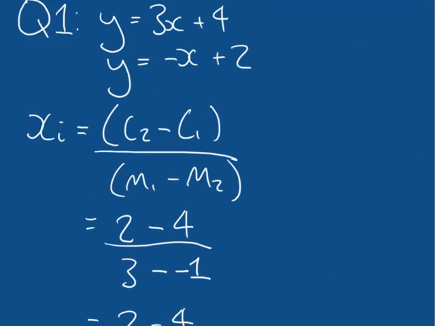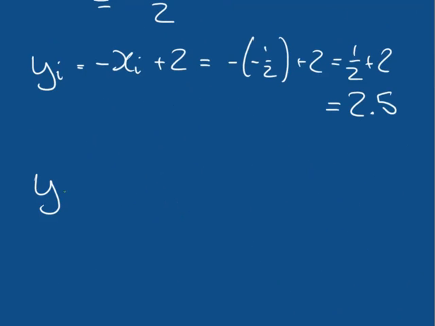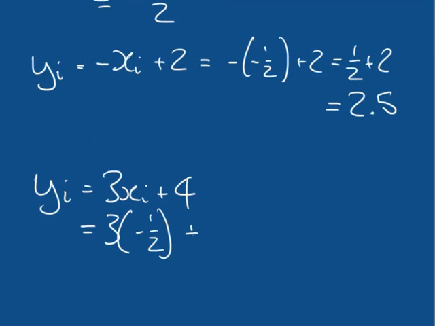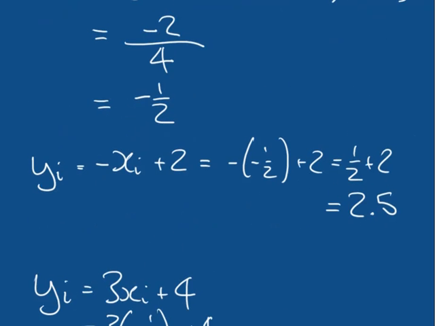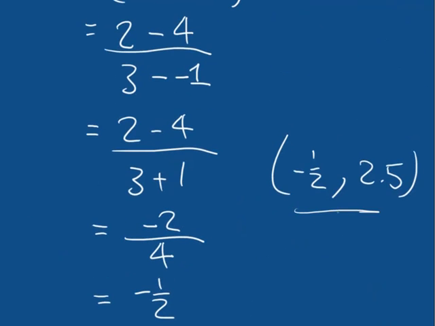So y is equal to 3x plus 4. That means that yi is equal to 3xi plus 4. That's equal to 3 times minus a half plus 4, which is equal to, well, 3 times minus a half is going to be minus 1.5 plus 4, which also equals 2.5. So indeed it is giving us the same answer, which means that the point of intersection for those two lines is minus a half in x and 2.5 in y. So that's question 1.